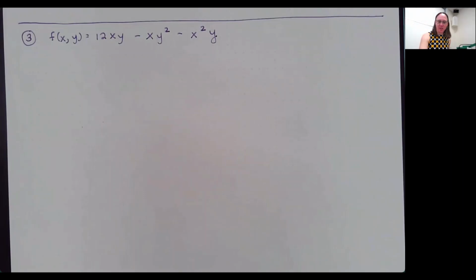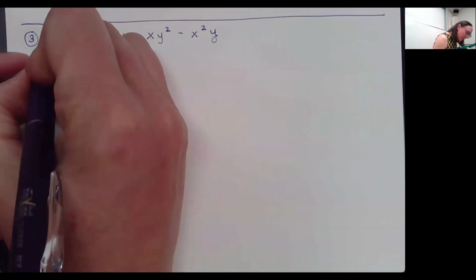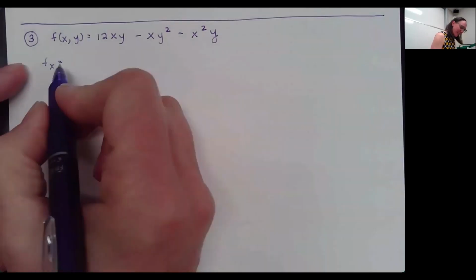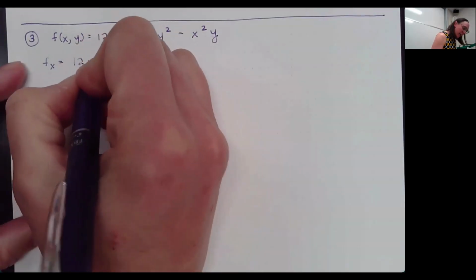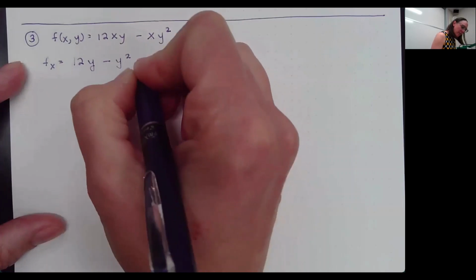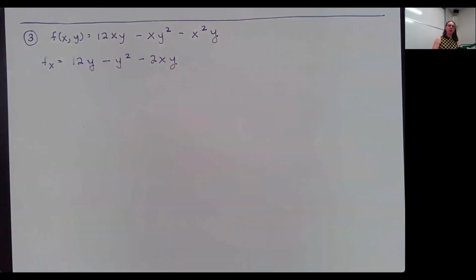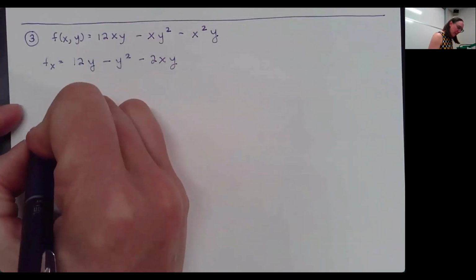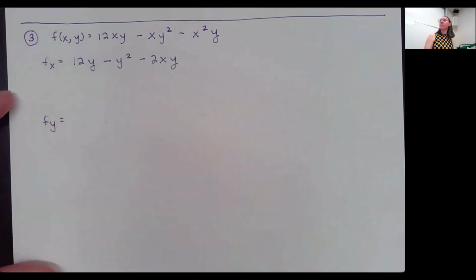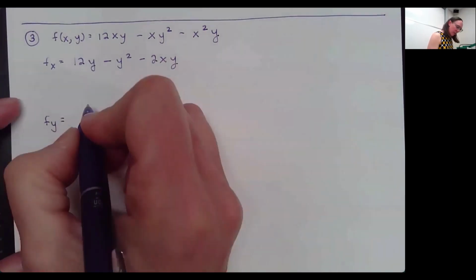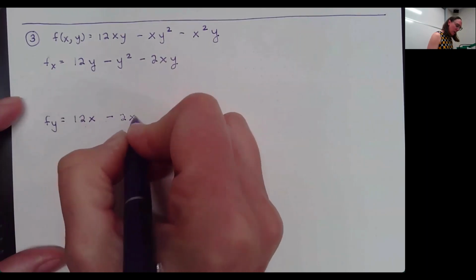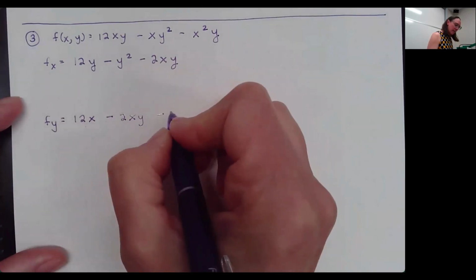Tackle the algebra part together here. Okay, so as always, make sure I take my partial derivatives correctly here. My partial with respect to x, I get 12y minus y squared minus 2xy. So far, so good? Okay, I'm going to leave myself a little bit of space. And my partial with respect to y, I am looking at 12x minus 2xy minus x squared.